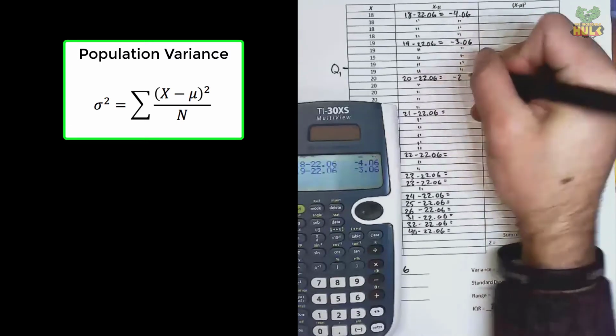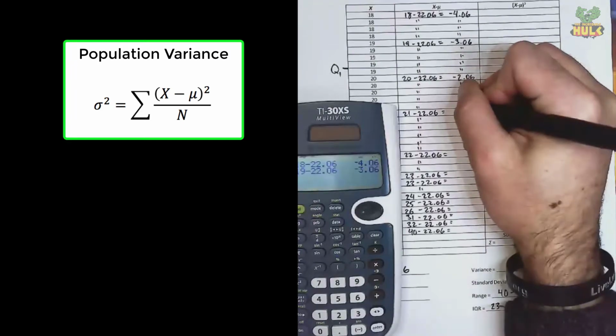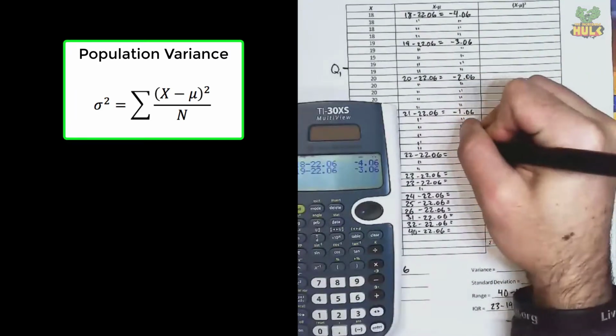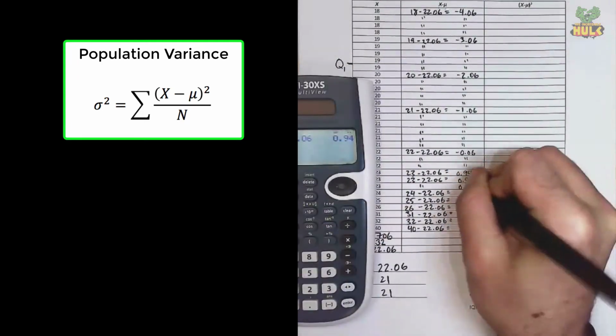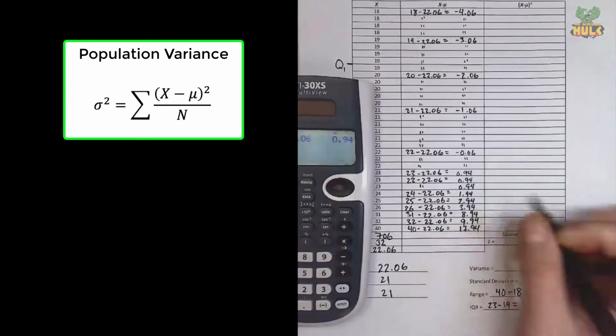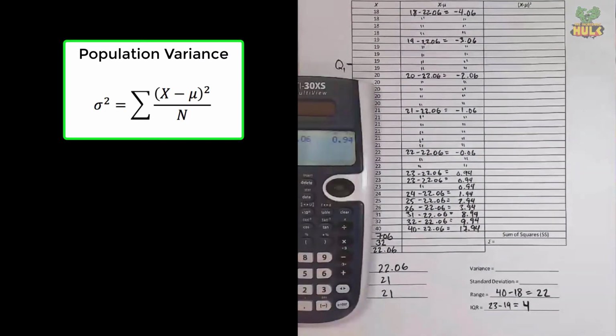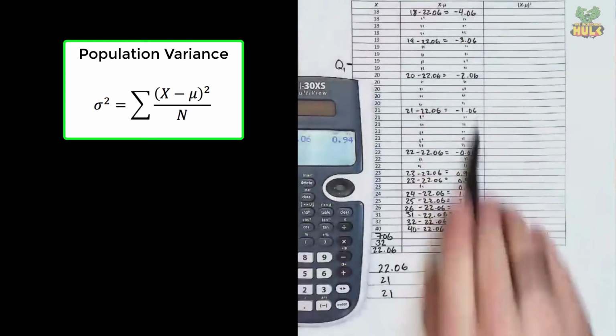And notice that this one would then be negative 2.06. Similar, similar, similar, similar. Okay, so we've filled out that entire column. What do we have to do next? Well, it says we have to square these values.